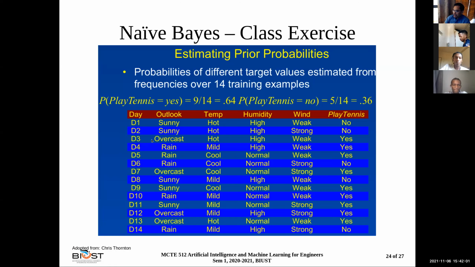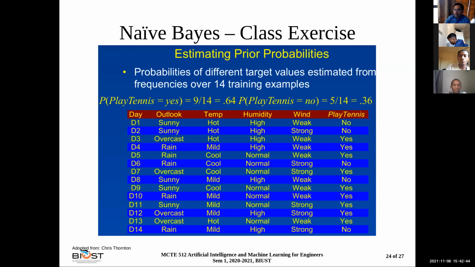Given this table, you have the probabilities of different target values estimated by frequencies of 14 training examples. In this case, you play tennis and you say yes. How many are yeses? There are 9 divided by 14. And you play tennis, no. There are how many no's? That's 5 over 14. So the probability of playing yes is 64%, and the probability of playing no is 36%, over the 14 training examples.